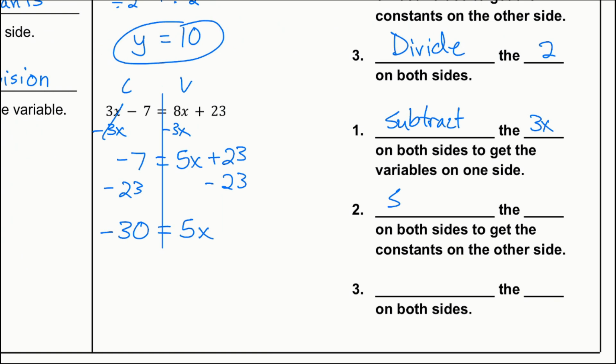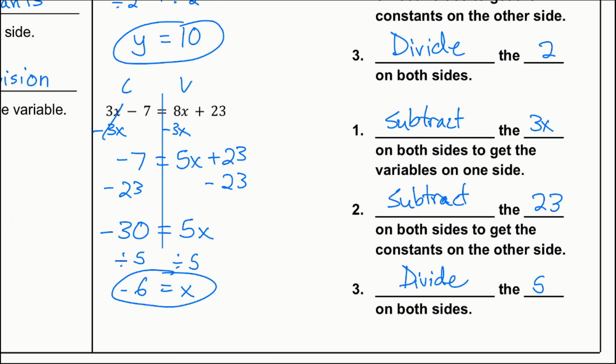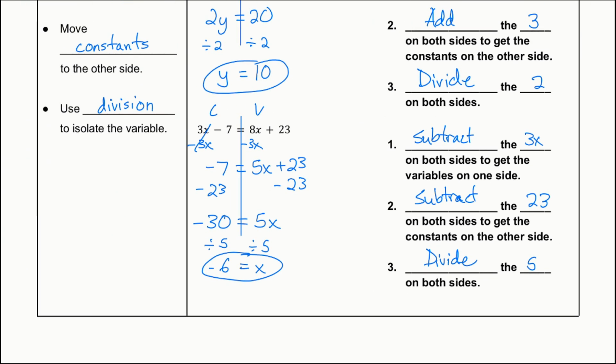Subtract the 23 on both sides. And then the last step is to divide the 5 on both sides to get a negative 6. There we go. Negative 6 equals x. Okay? And that's the front side.